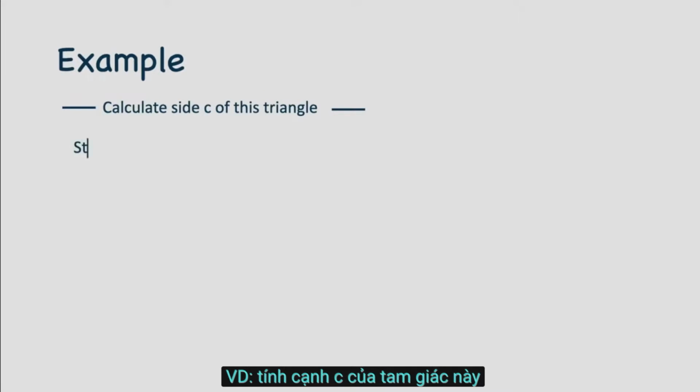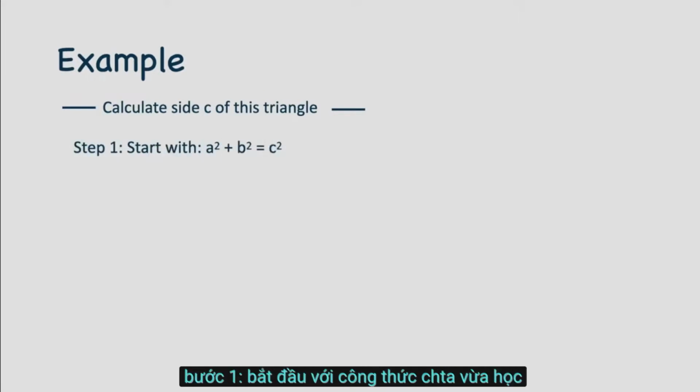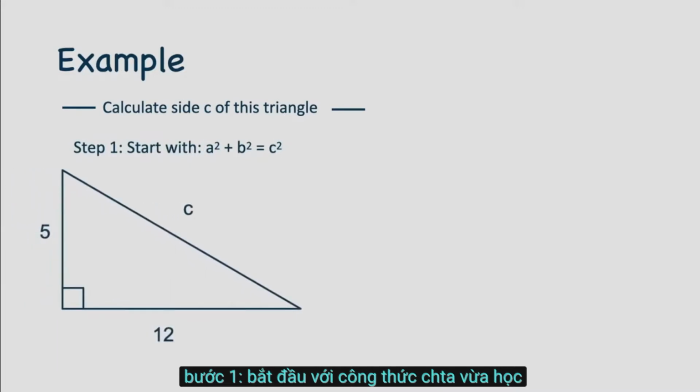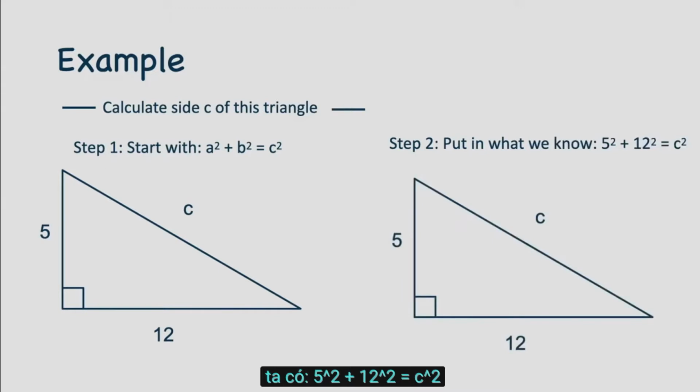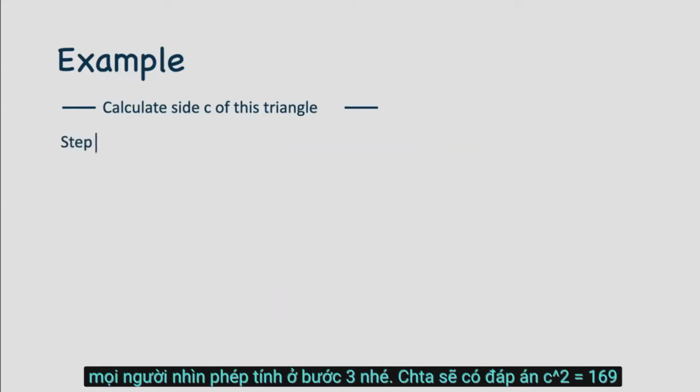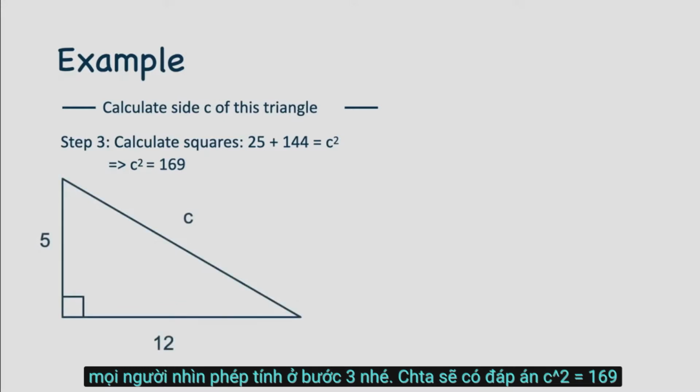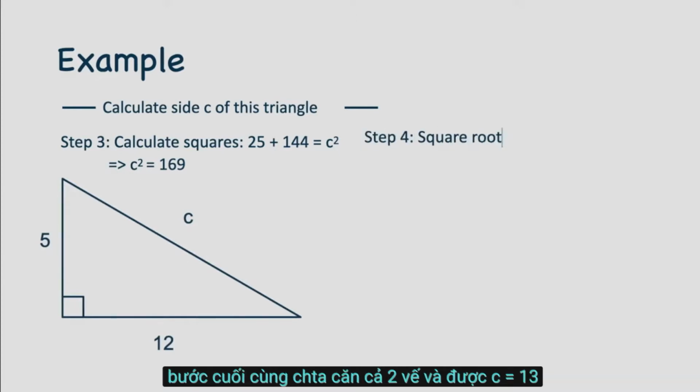Calculate side c of this triangle. So as you can see, as step 1, start with a squared plus b squared equal to c squared, and we put in the numbers that we know. So 5 squared plus 12 squared equal to c squared. And the next, step 3, calculate squares. 25 plus 144 equal to c squared. C squared is 169. The last step, square roots of both sides, c equals 13.